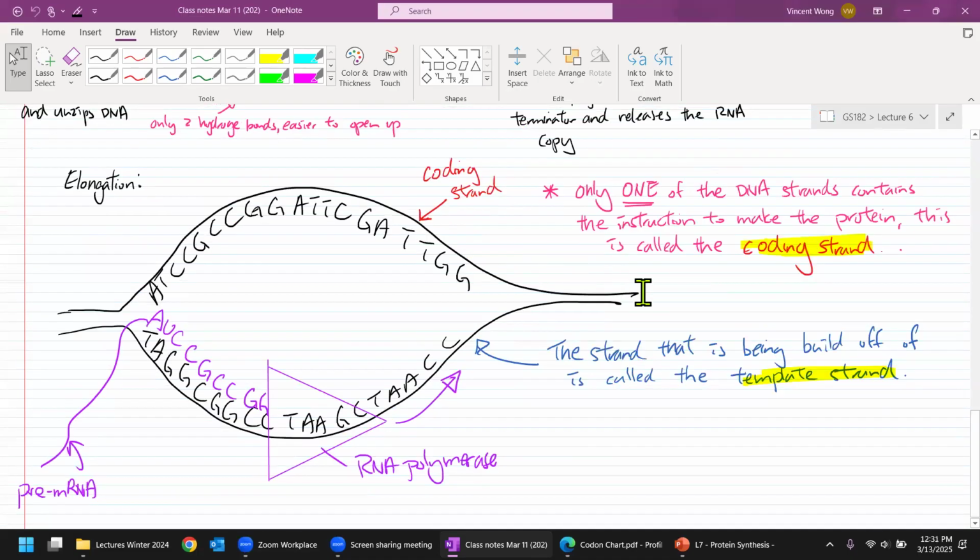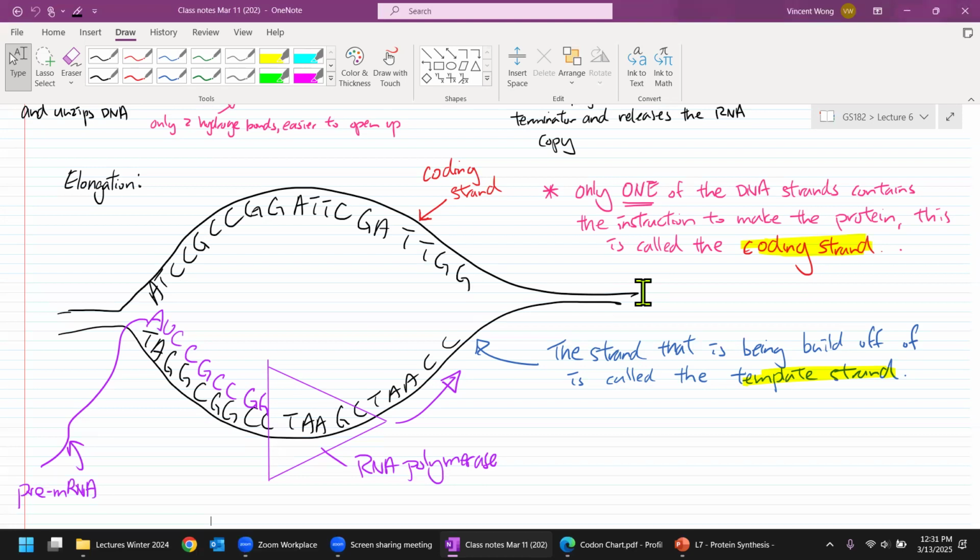Now, what's really confusing about this situation is DNA is double-stranded, but RNA is single-stranded. So you are not going to be able to copy both of the strands. We are only going to be copying one of the two strands. Of the two DNA strands, one of them contains the actual instructions to make the protein. We call that the coding strand. The coding strand has the code that would make the protein for you. And then the other strand is called the template strand. That's the strand that we'll be using to create the pre-mRNA.